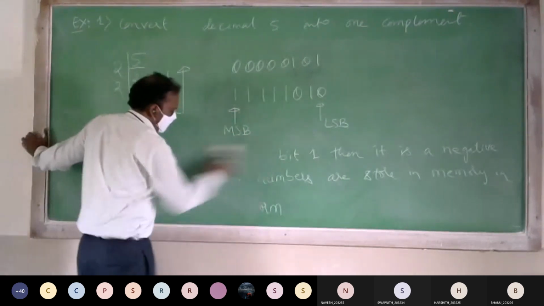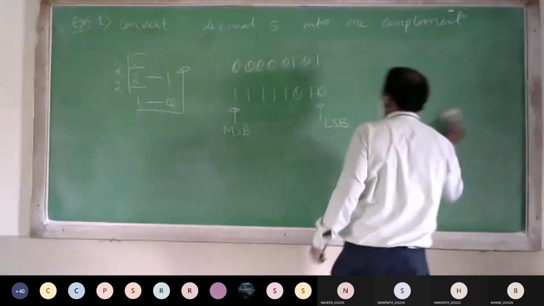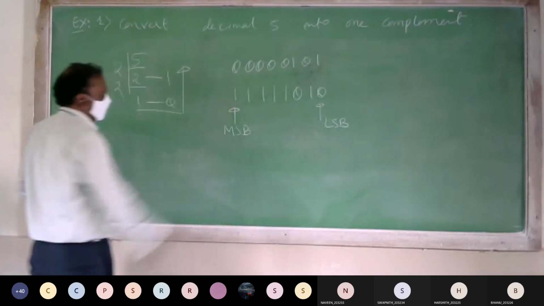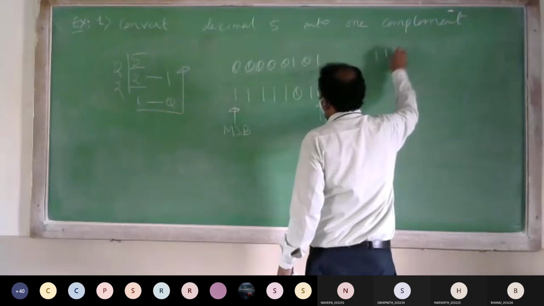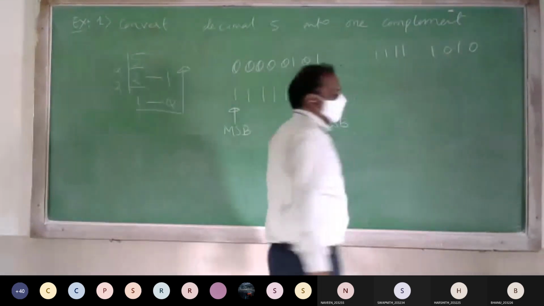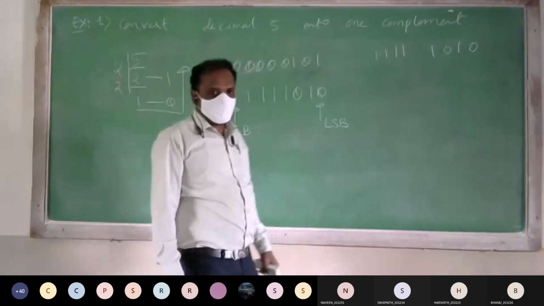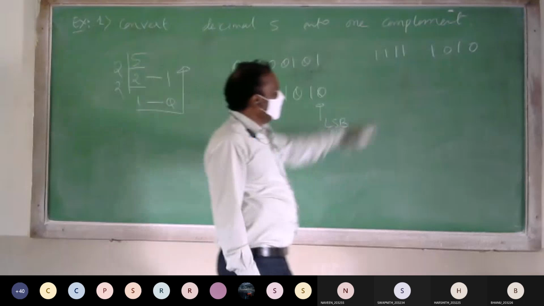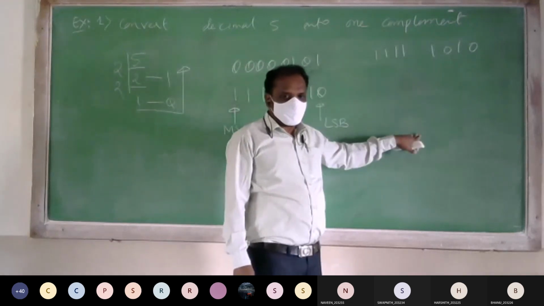I will erase this one. Now what is 2's complement? This is the number, the negative number, 1, 1, 1, 1, 1, 0, 1, 0. This is the number we have got. Now I will convert it into 2's complement form. 2's complement means convert this into 1's complement, then add 1.